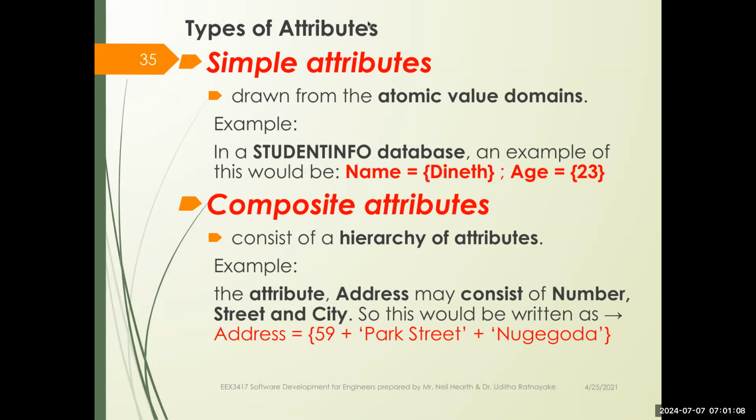Types of attributes. Simple attributes, atomic value, that is name, age, only one value. Composite attributes consist of a hierarchy of attributes. These composite attributes are like address. Address has several other attributes also. We can get address as another entity: a number, street, and city name.